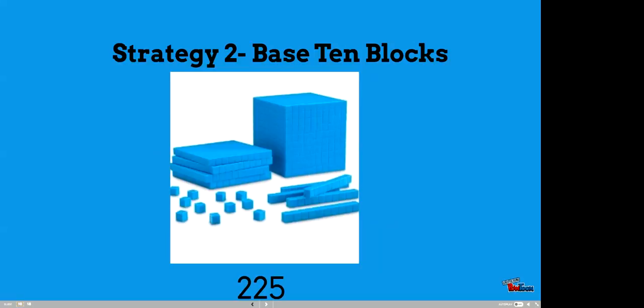Strategy 2 would be the base 10 blocks. And students would still be organized in pairs, and I would hand out base 10 block manipulatives. Students will be able to model the number 225 using the fewest base 10 blocks required. And it would also be important for me to remind my students that a flat represents 100, a rod represents 10, and a unit represents 1.